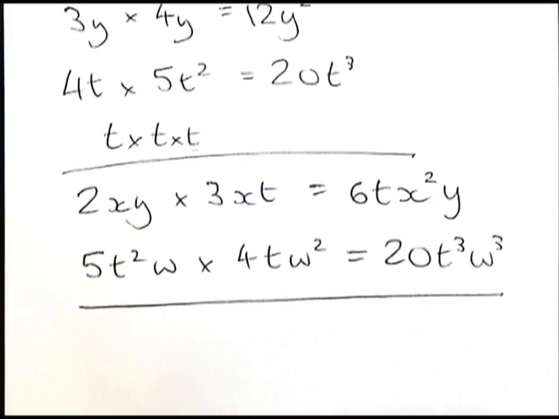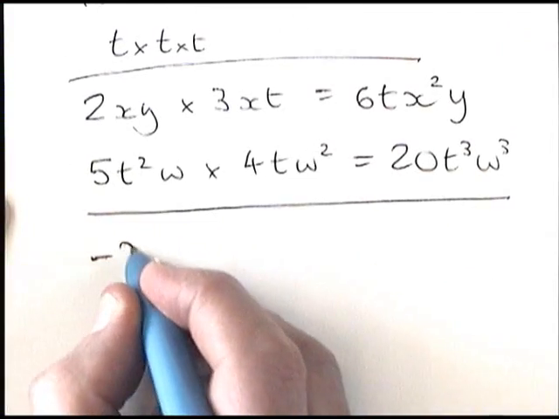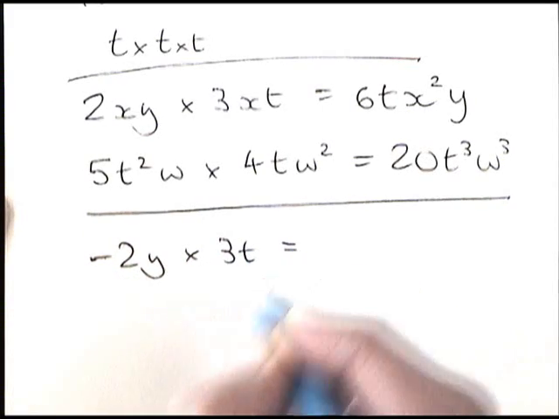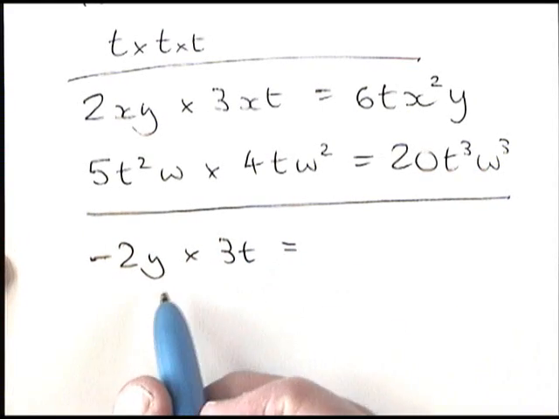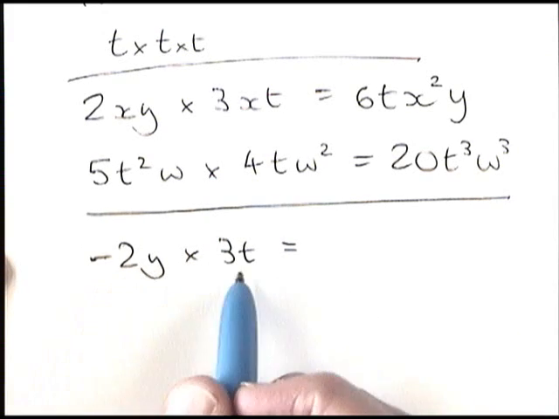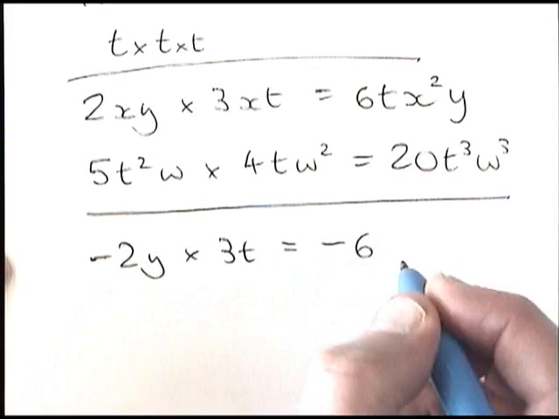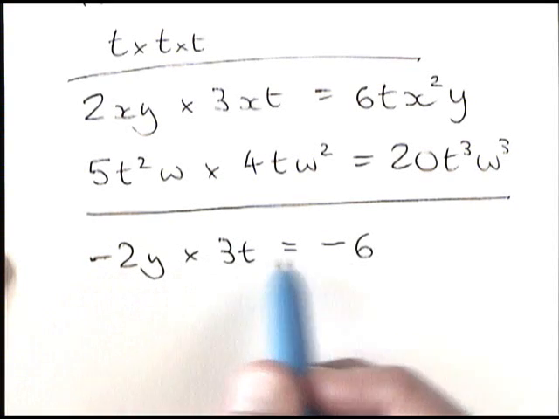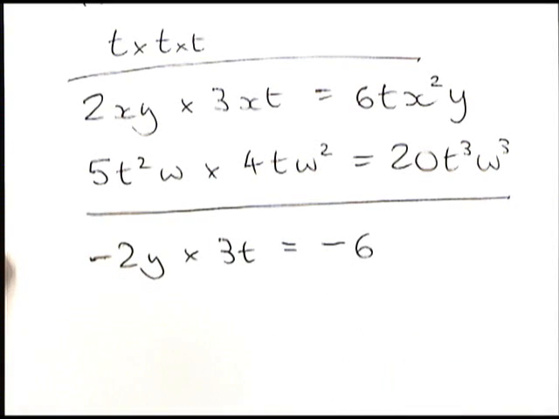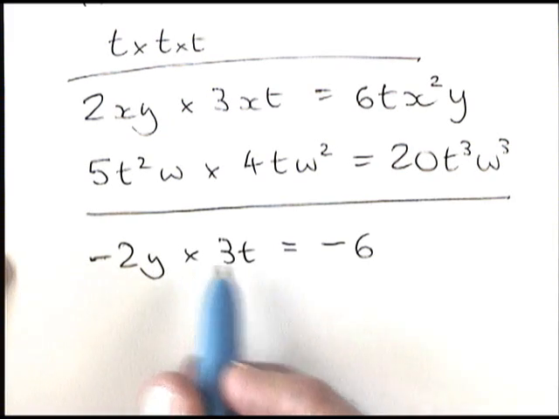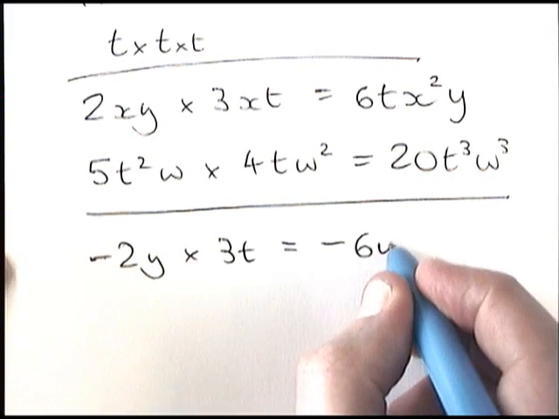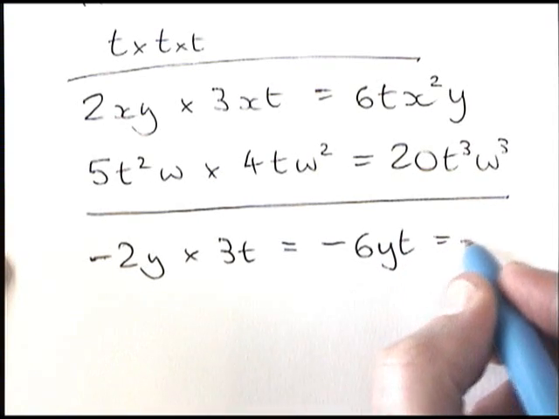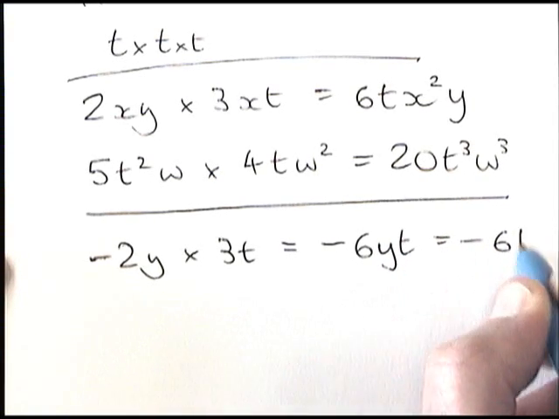These things still work with minus numbers too. If I had minus 2y times by 3t, let's deal with the numbers first of all. Minus 2 times by 3 is minus 6. That's because 2 times by 3 is 6, and a minus times a plus is a minus. Now I've got to deal with the letters. Y times by t. Well, that's yt. Although normally we write them down in alphabetical order. So normally we'd write that as minus 6ty.